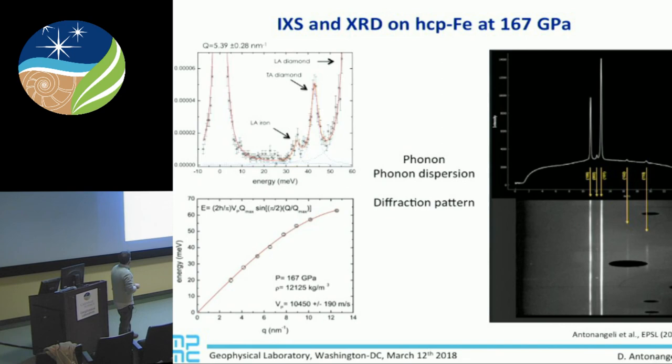We have several detectors at different angles that give you the momentum resolution, and we typically map the first Brillouin zone collecting 6 to 9 spectra, in this case from 0 to 12.5 nanometers minus one. We fit that with a sine curve, deriving sound velocities. In parallel, we get diffraction.